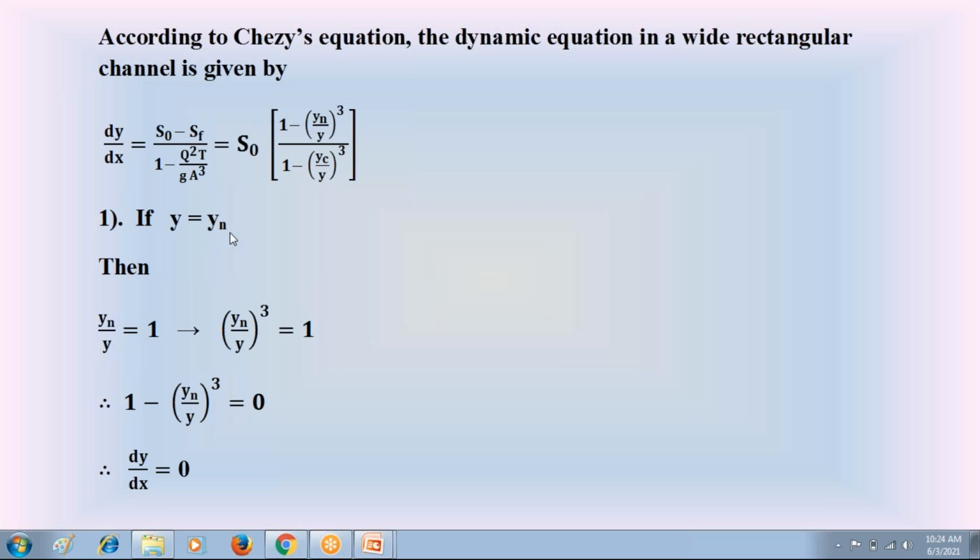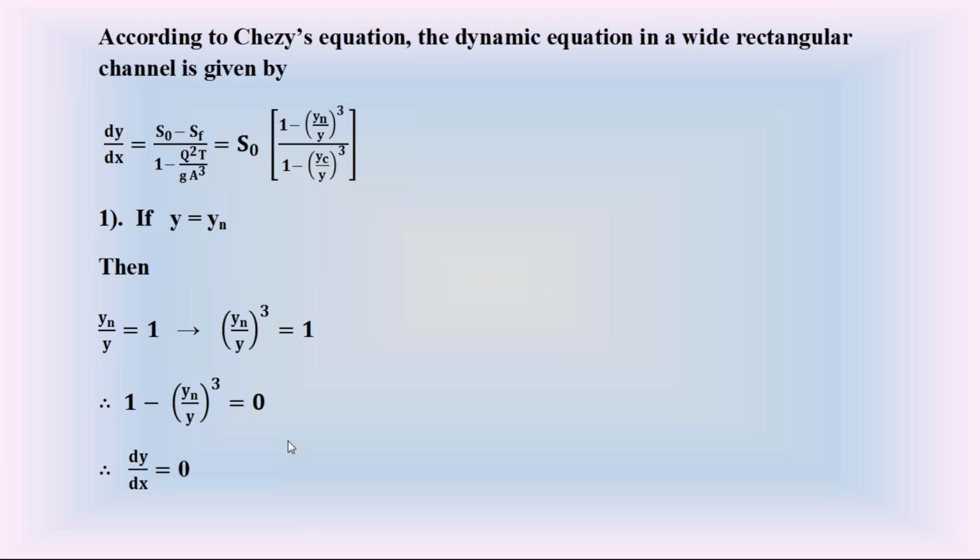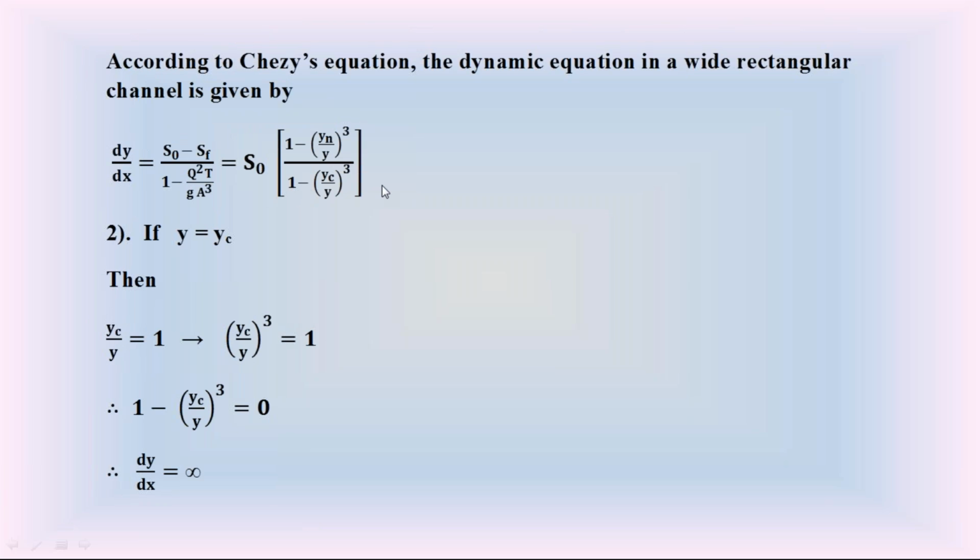So if the depth of flow y is equal to yn, yn by y is equal to 1, (yn by y) whole cube is also equal to 1. So 1 minus (yn by y) whole cube is 0. So dy by dx is equal to 0. At this condition, if the depth of flow y is equal to normal depth yn, the slope dy by dx is equal to 0. The second condition: if the depth of flow y is equal to yc, the critical depth, what happens to this slope dy by dx?